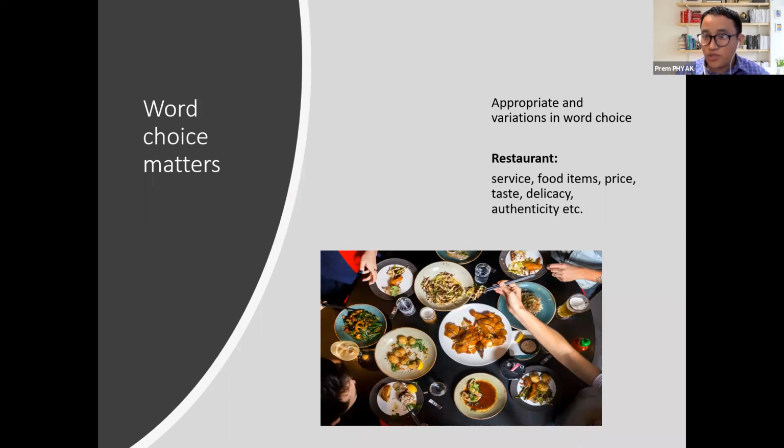So it's not always the big words that count, but how you use them, whether you use them appropriately, or whether there are variations in the word choice. If you are repeating the same word again and again, that may not really give a good impression. For example, if you are writing about a restaurant, then you need to be familiar with the words related to food service or food items, price, taste, delicacy, authenticity of food, right? So that's important. But it's a rule of thumb.